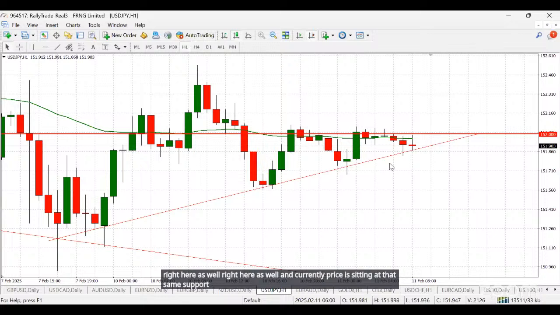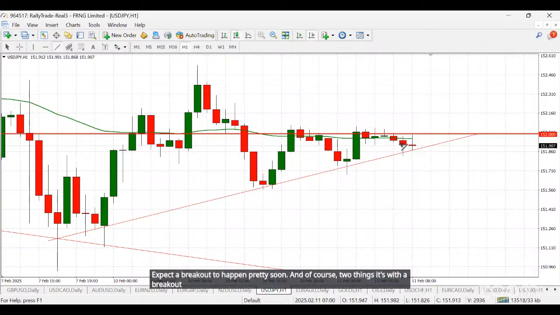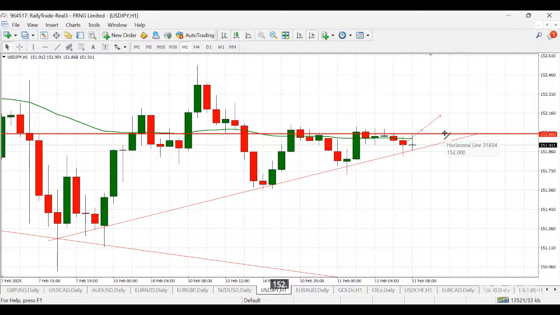All right. So of course, we're going to expect a breakout. It will not continue to move in a straight line from here. We expect a breakout to happen pretty soon. And of course, two things: it will either break out and then get bearish from there, or break to the upside and then get bullish from there. So it's going to take a close above this resistance at price level 152 to have that confirmation. All right. For USD JPY.